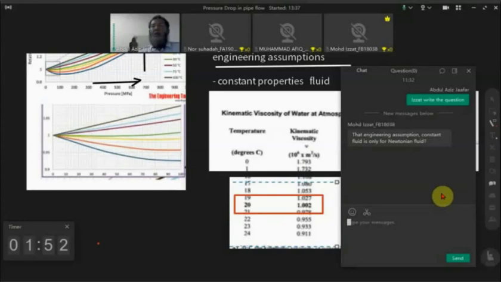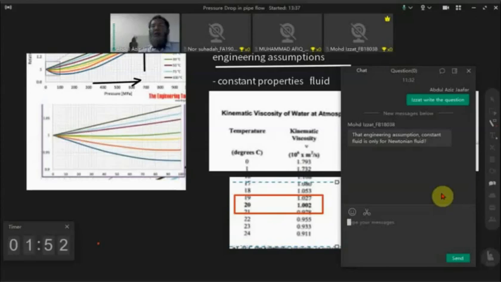Right, we have a question from your friend Aizat, FP18038. He asks if the engineering assumption for the fluid based on the viscosity is that constant viscosity applies only to Newtonian fluid.